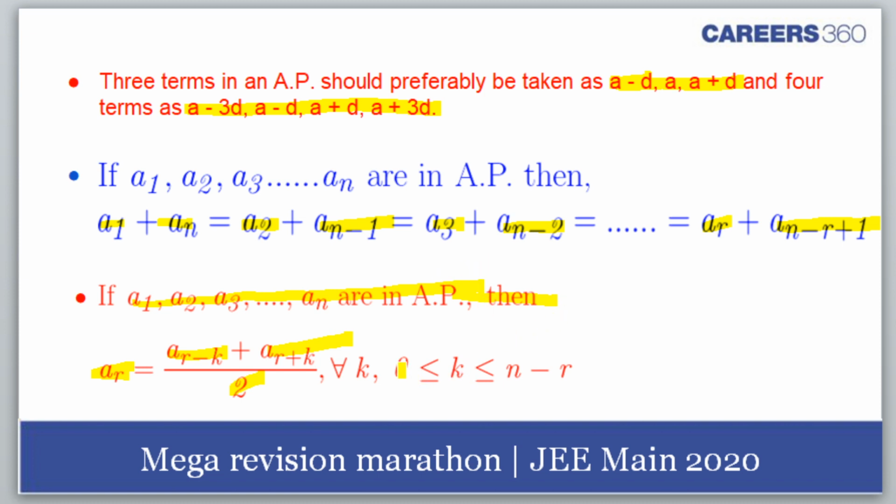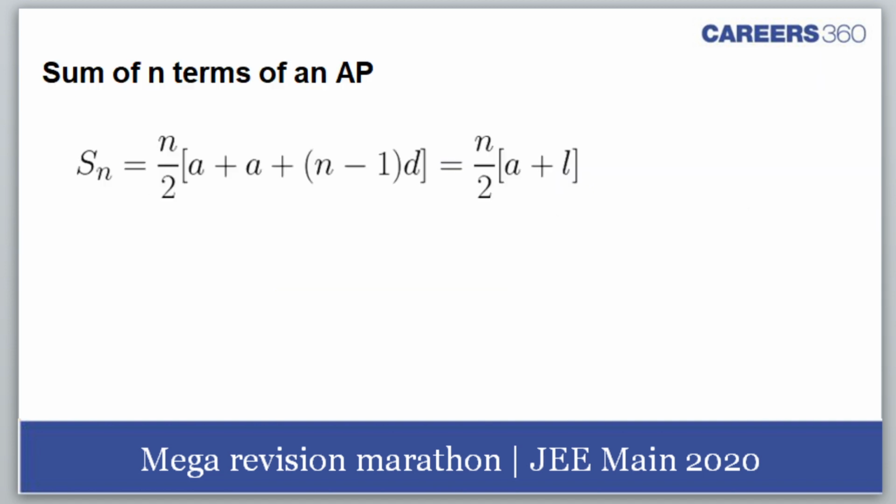Provided K lies between N minus R, because if you add N minus R, if you put K here, then N should come and here 1 should come. So that's why. Okay. So obviously, next, sum of N terms of an AP.